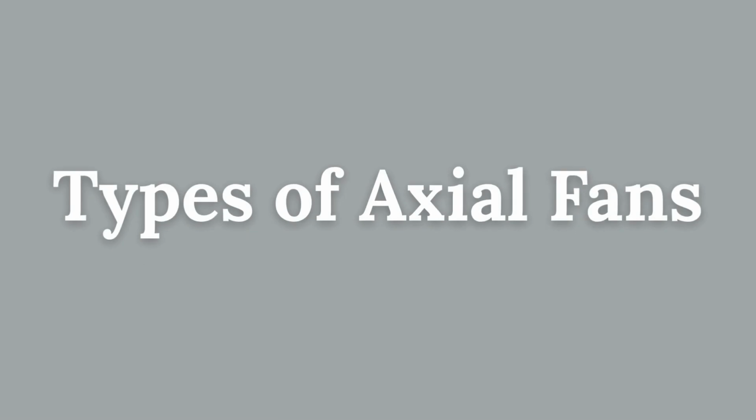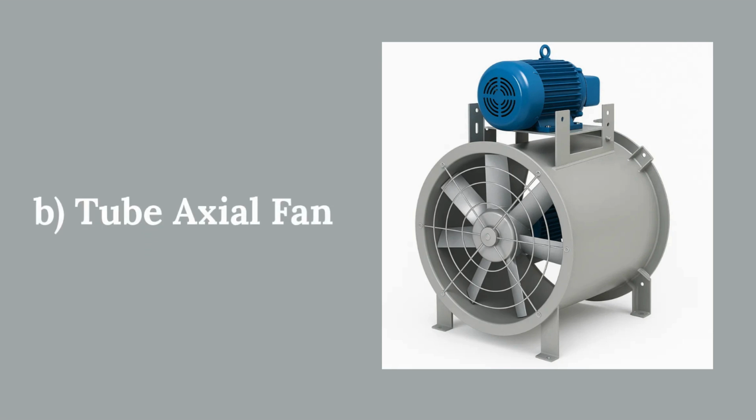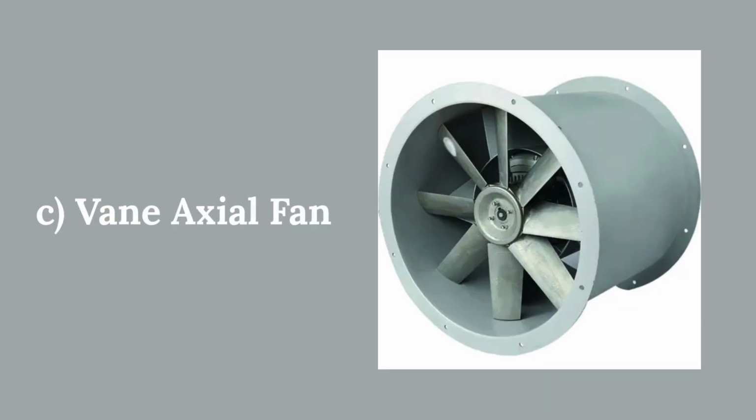Types of axial fans. A. Propeller fan. This is the most basic type. It is used in open areas like wall-mounted exhaust fans. B. Tube axial fan. It is placed inside a tube or duct to improve airflow direction. C. Vane axial fan. It has guide vanes that improve efficiency and pressure performance.